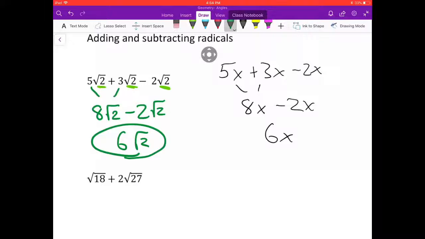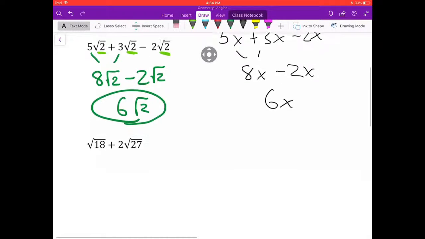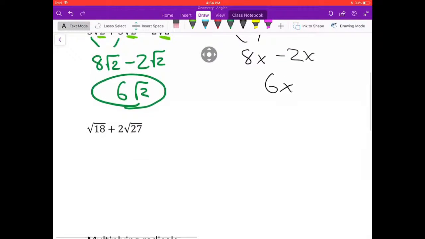Now, what happens when the radicals are not the same? So, for example, in this second one here, these radicals are not the same. And I'm actually going to ask you to do me a favor. I made a small mistake. This should be square root of 18 plus 2 radical 2, not 2 radical 27.